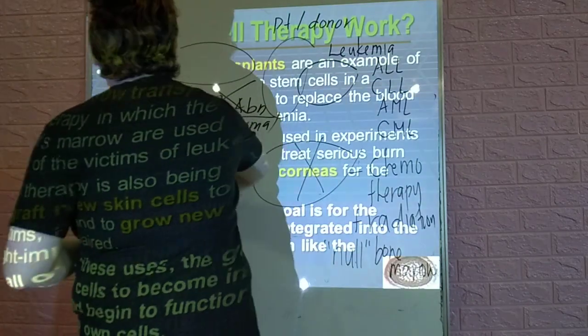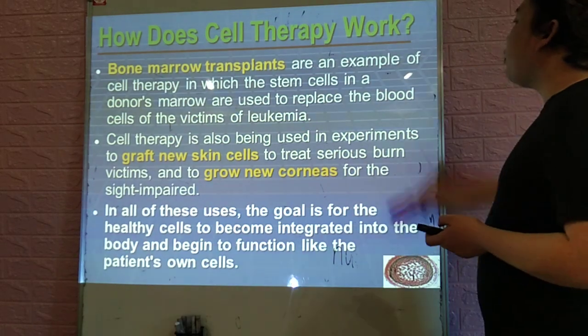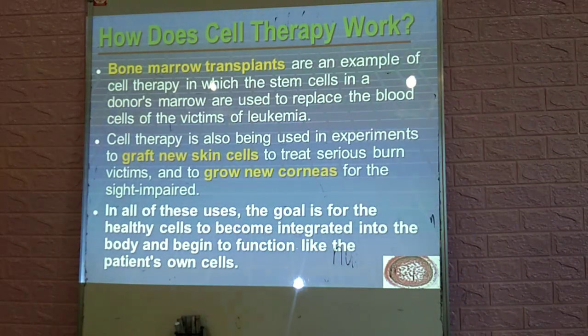So in bone marrow transplants, guys, please remember this one: bone marrow transplants are considered an example of cell therapy. If you are to remember, multipotent cells from adults, in which the stem cells in the donor's bone marrow are used to replace the blood cells of the victims of leukemia. So this replacement of the previously abnormal leukemic cells with normal cells will regenerate the person's own myeloid and lymphoid progenitors to produce the specific end cells, the regenerated, differentiated cells that are again normal.